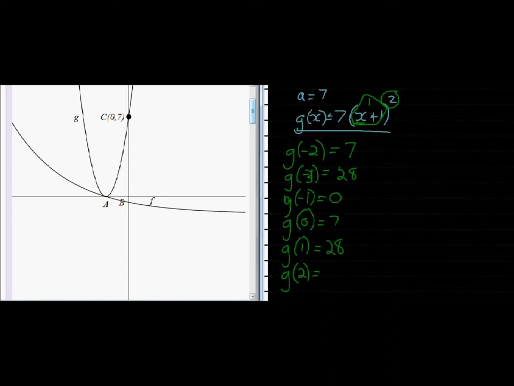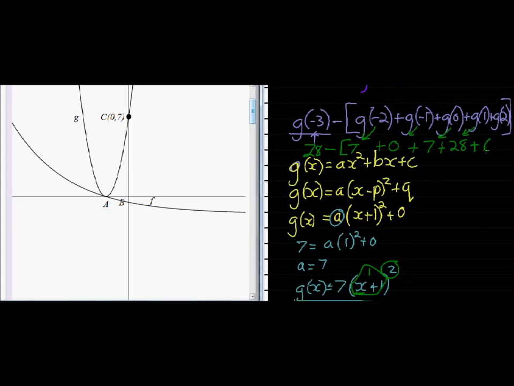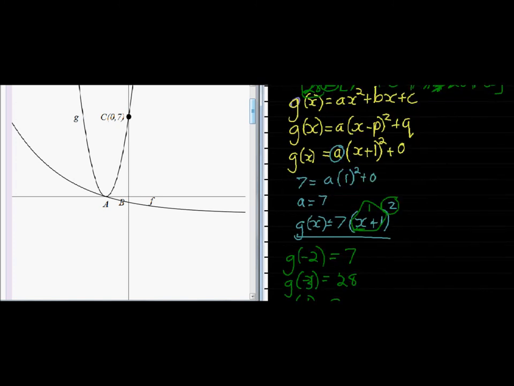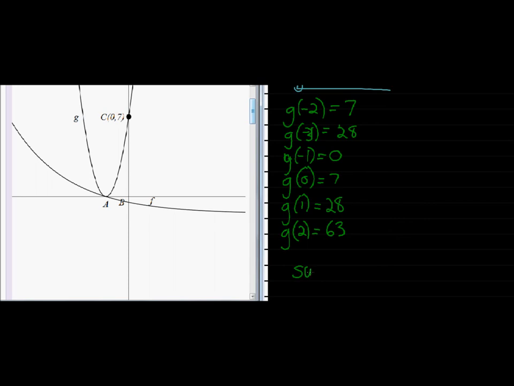The last one, g of 2. 2 plus 1 is equal to 3. 3 squared is 9. 9 times 7 is 63. So what do I have? I've got 28 minus all of these values. But you see there's also a plus 28 that's going to become a minus 28. So those two are going to cancel each other. So we have 7 with a negative in front of it. 7 plus 7 plus 63. That gives me 77. But negative 77, because all of those numbers are actually subtracted, so the final answer is going to be negative 77.